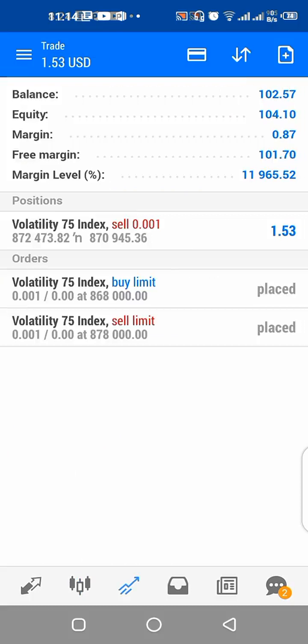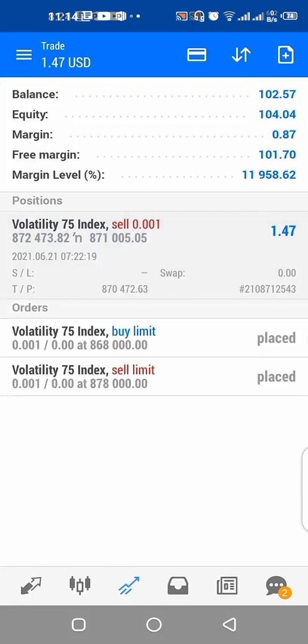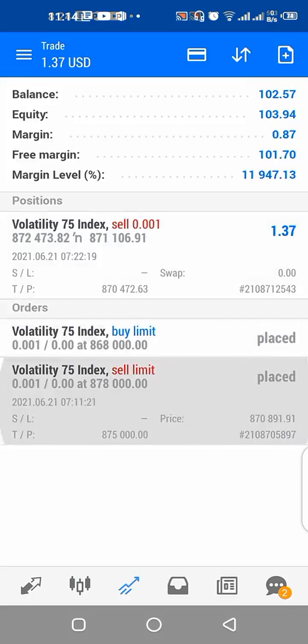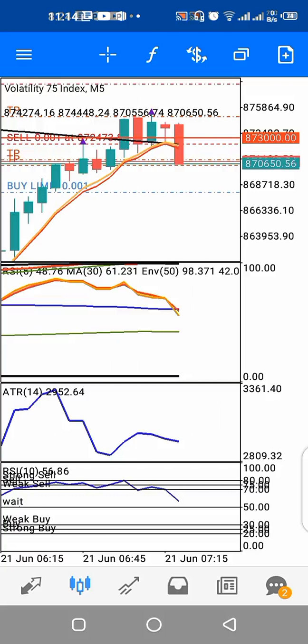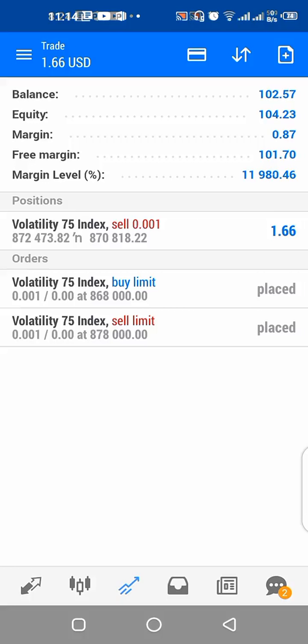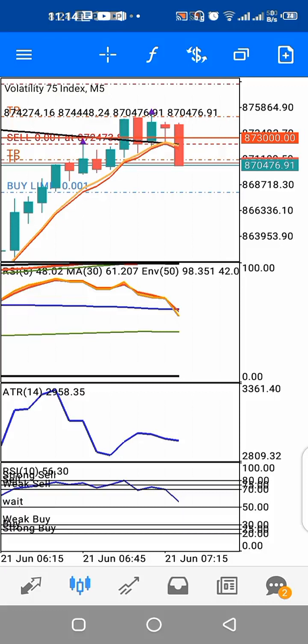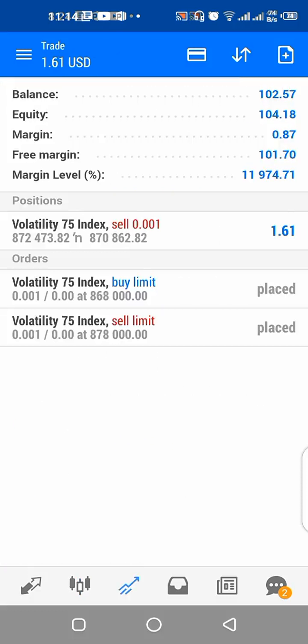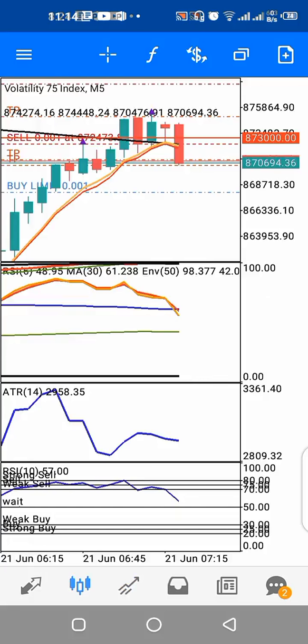If price starts to retrace, I will close and bank some profits. It's better to bank some profits than to be in drawdown and in loss, whereby you now need to hedge the trade. Will it close in profit? Continue to monitor.